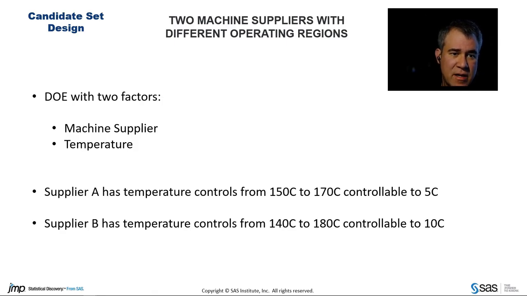Supplier A's is more narrow of the two, going from 150 to 170 degrees Celsius, but is controllable to a finer level of resolution of about 5 degrees. Supplier B has a wider operating range going from 140 to 180 degrees Celsius, but is only controllable to 10 degrees Celsius. Suppose we want to do a 12-run design to find the optimal combination of these two factors.